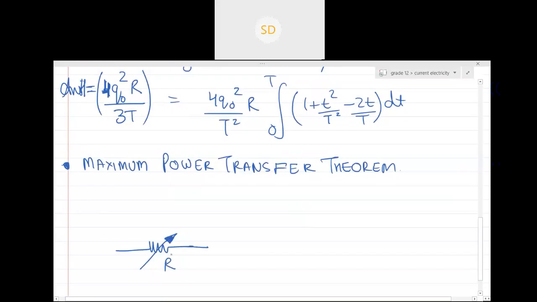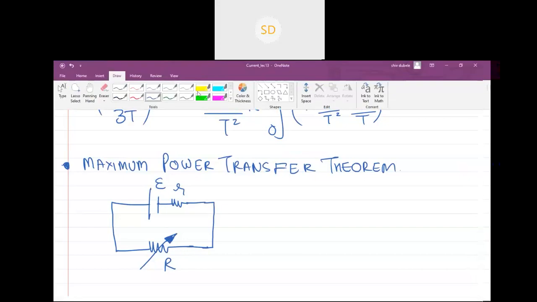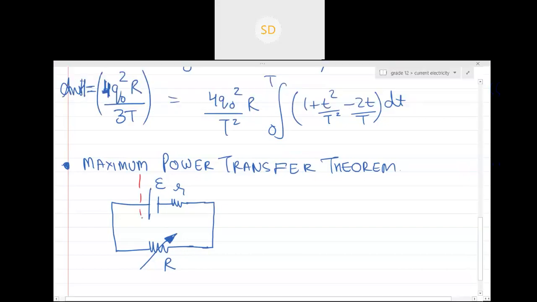That's why I have a variable resistance over here, and I have connected this external resistance with the help of a real battery. Can you see a real battery over here? A battery with some internal resistance, yes or no? This is your real battery.